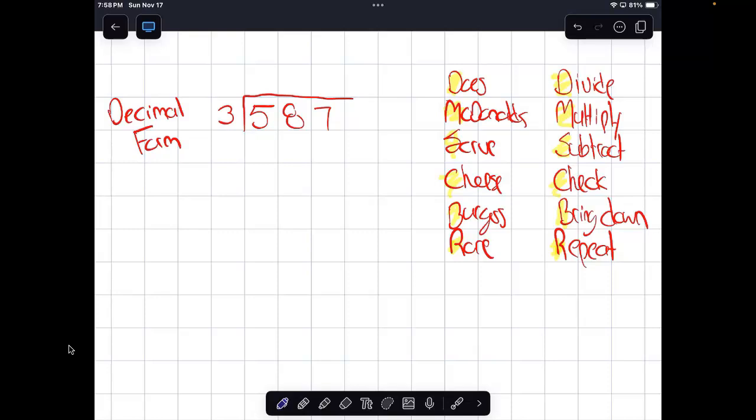We're going to look at our divisor 3 and figure out how many times it goes into the first number in the dividend, which is 5. 3 goes into 5 one time. I'm going to put that 1 right above the 5. 1 times 3 is 3. I'm going to put the 3 right below the 5 and subtract, I get 2.